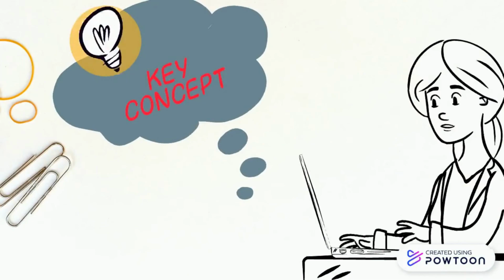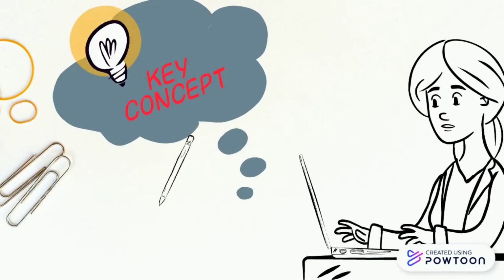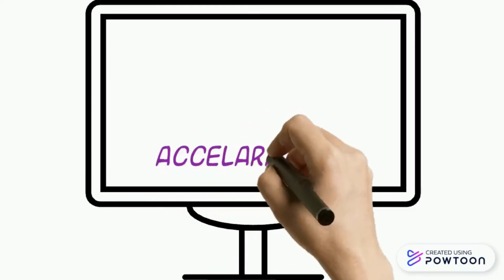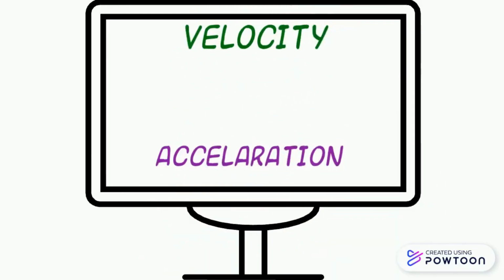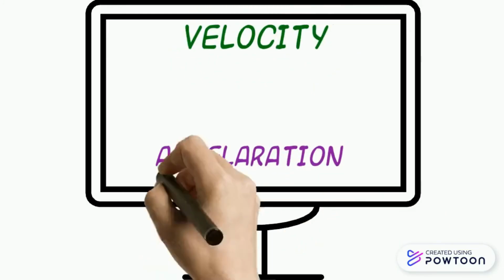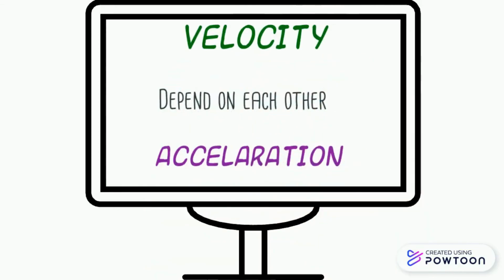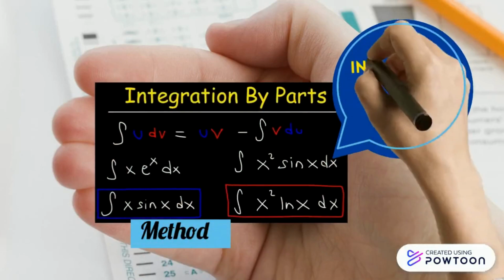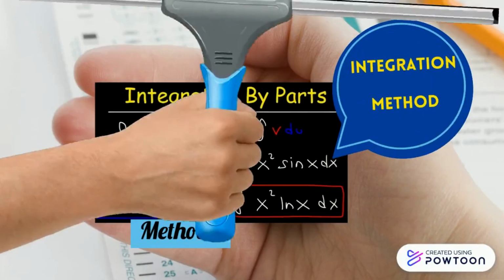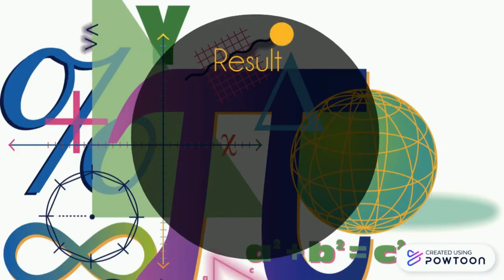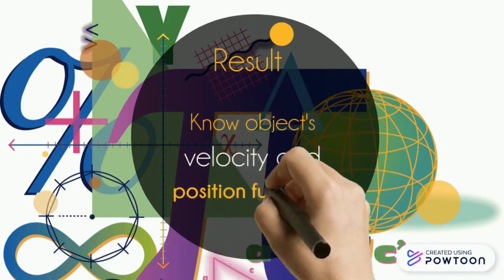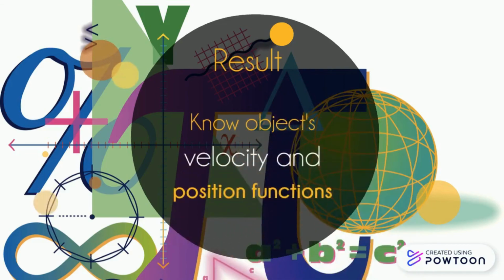From the project we have done, the key concept we used is motion problem. Motion problem consists of two parts, which are acceleration and velocity. From this, we can say that the velocity and acceleration depend on each other to build the key concept. In this project, we are using the integration method to calculate the acceleration and velocity. From the example we have done, the result shows we can know about the velocity of an object when we are using integration to solve it.